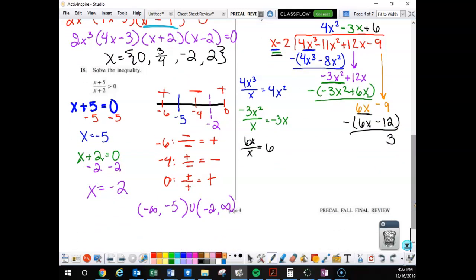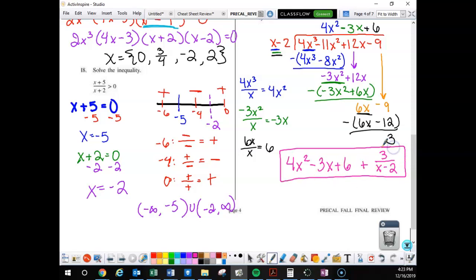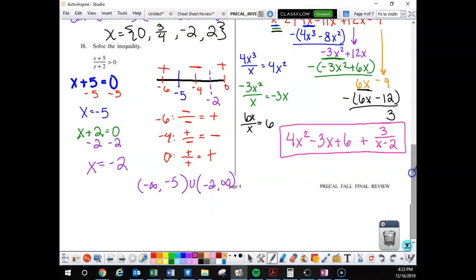So my answer is going to be 4x squared minus 3x plus 6 plus 3 divided by x minus 2. And so this would be your answer for that. Okay. Now lastly, I'm going to go back to number 7.